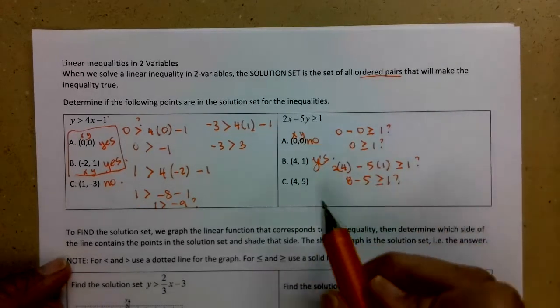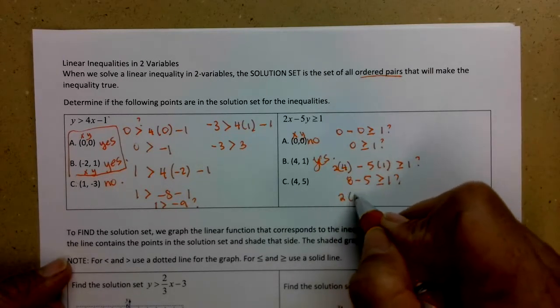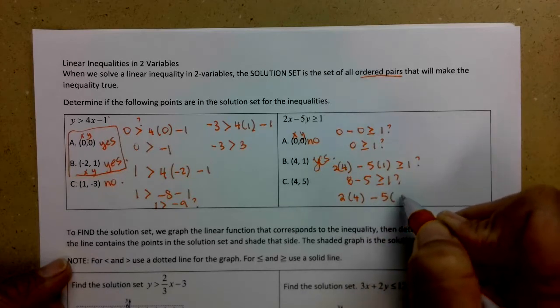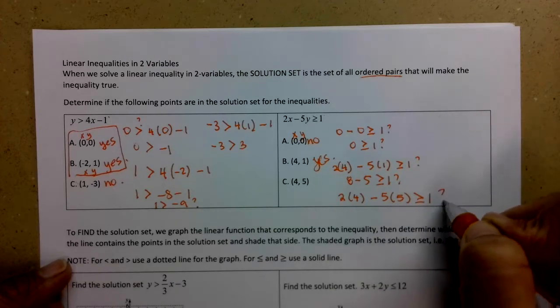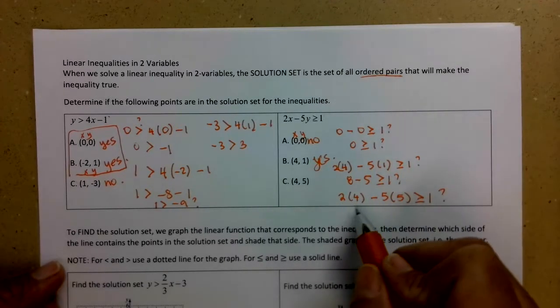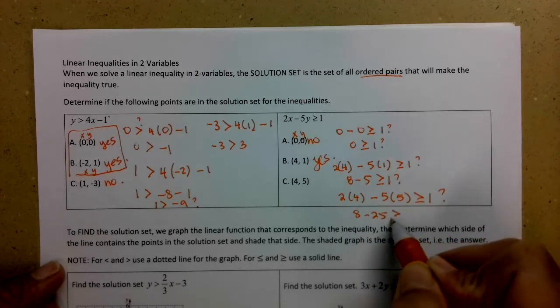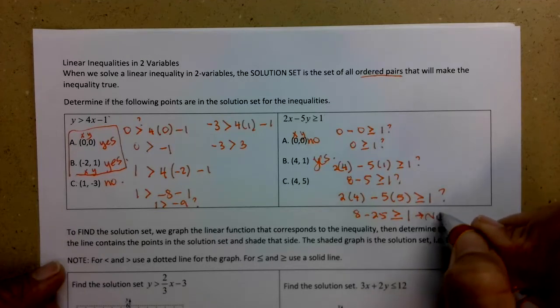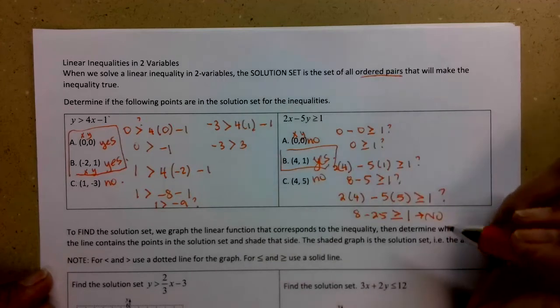And how about that last one, 4, 5? Is that in the solution set? Again, 2 times 4 goes in for the x. We're just checking, does it make the inequality true? If it does, it's in the solution set. So 2 times 4 is 8, minus 25, well, that's negative 17. That is not greater than or equal to 1. So that's another no. So for this one, only one of the points was in the solution set.